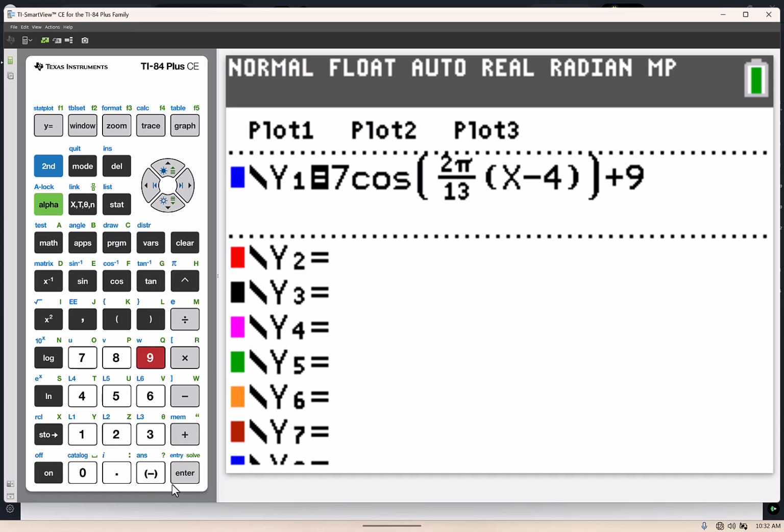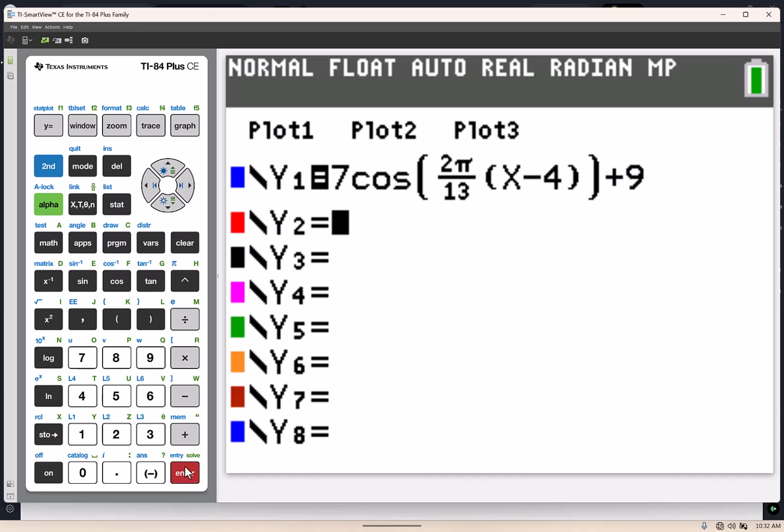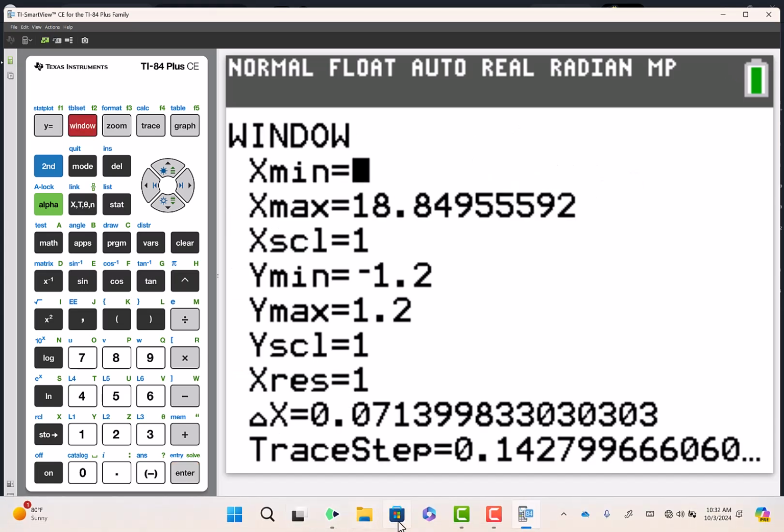Okay, what do I write on Y2? Yeah, I heard someone say it. Say it again. 5. All right. Before you push graph, guys, this is a super important skill here. Make sure that you know how to mess with the window. Click on window. And here's how you're going to do it.